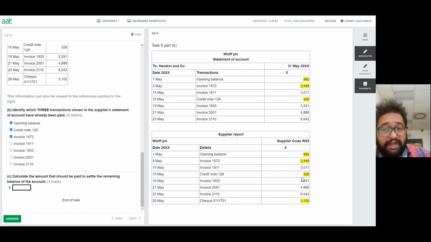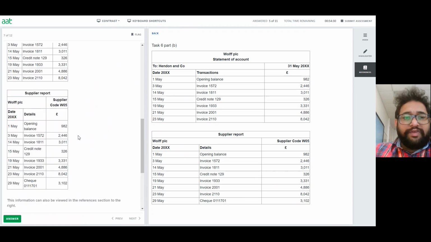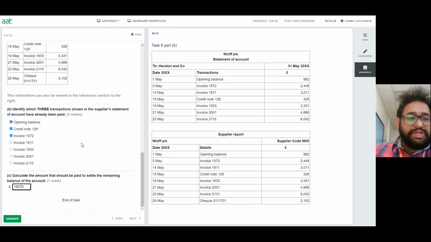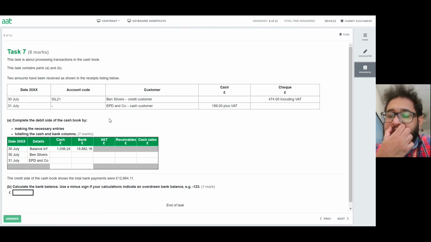So 3011, 3331 plus 4886 plus 8042. I'm adding all of those together, and it gives me a new value of 19,270. You may ask, why am I not doing any decimals here? Because none of your answers have decimals. And also, if you notice here, they never mention anything about decimals. So that's fine. Okay, so let's answer that and move on. And I'll close this reference. I don't need it for this question.